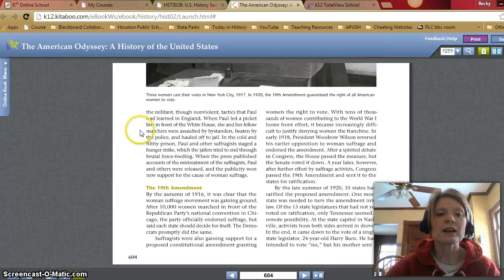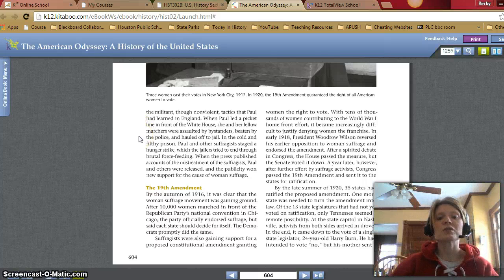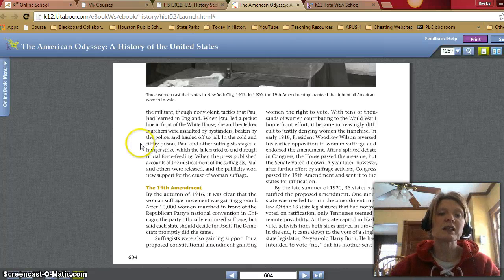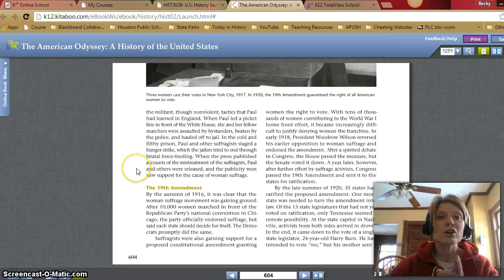When Paul led a picket line in front of the White House, she and her fellow marchers were assaulted by bystanders, beaten by the police, and hauled off to jail. In the cold and filthy prison, Paul and other suffragists staged a hunger strike, which the jailers tried to end through brutal force feeding. And I do have a video that I'm going to show in a Class Connect about that. When the press published accounts of the mistreatment of the suffragists, Paul and others were released, and the publicity won new support for the cause of women's suffrage.